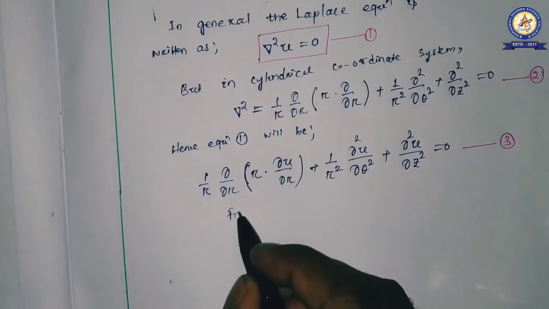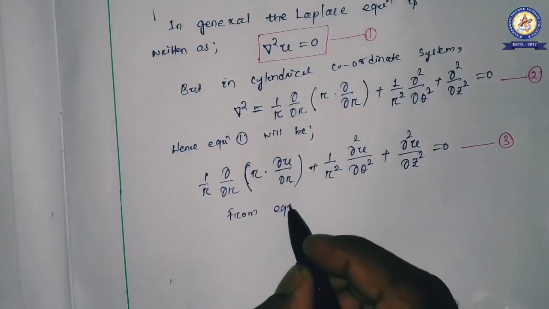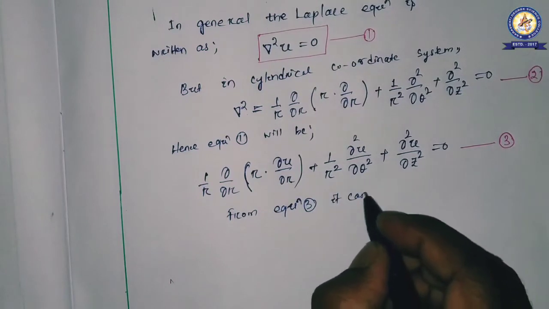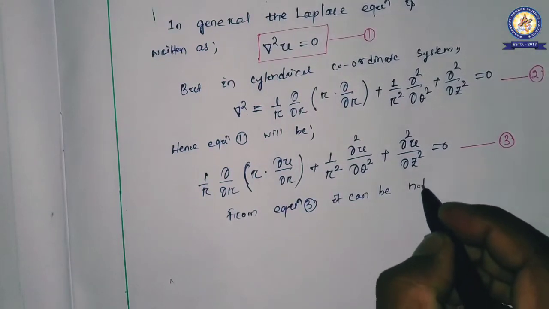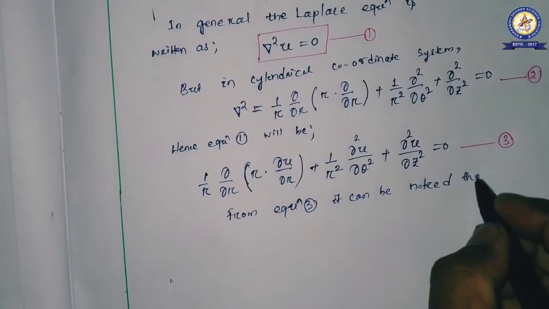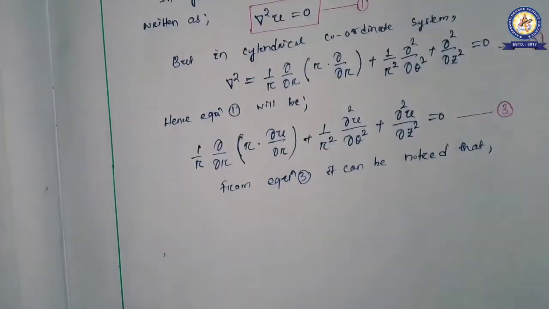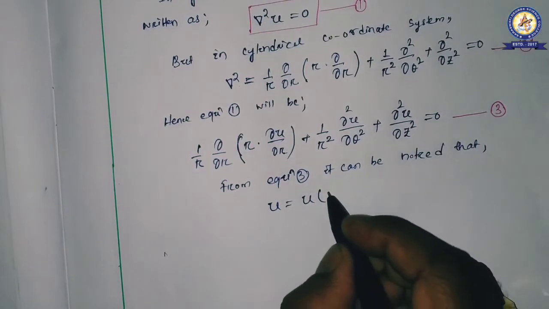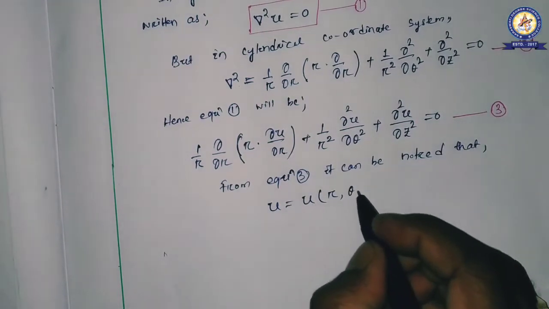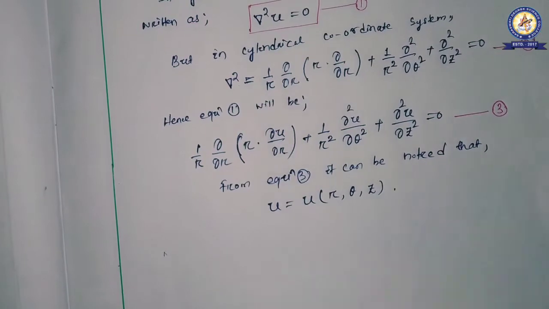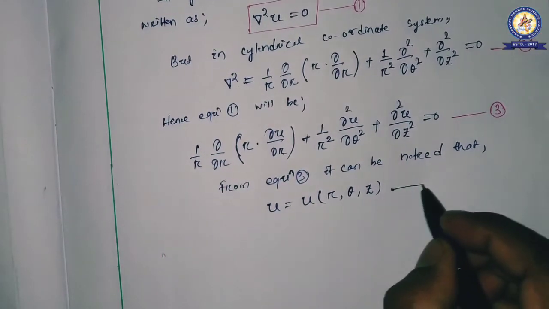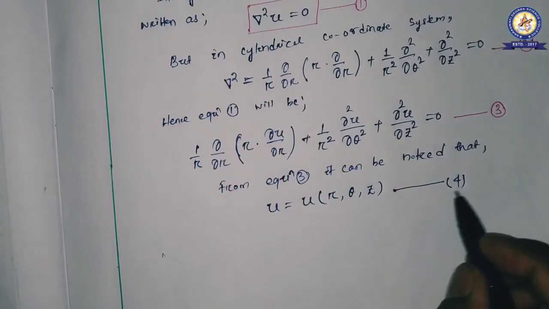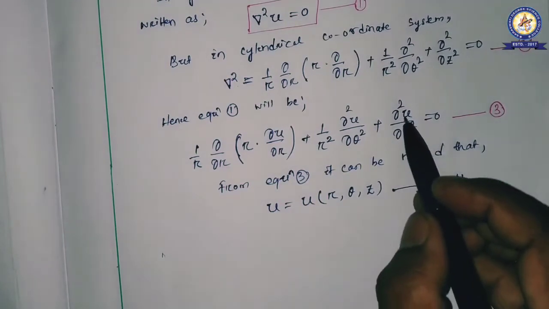From equation number 3 it can be noticed that u is the function of r, theta and z. Let this be your equation number 4. Now we have to use equation number 4 and find out del square u by del z square.